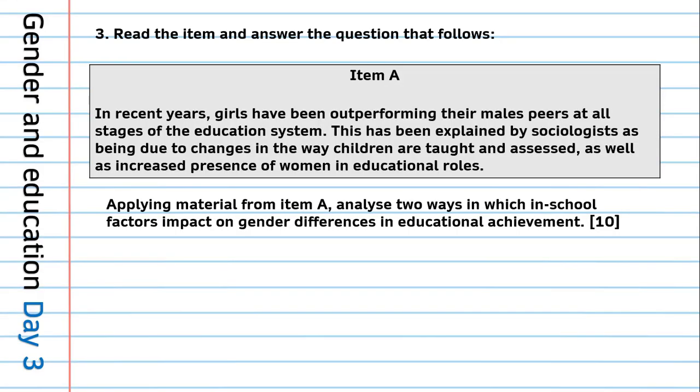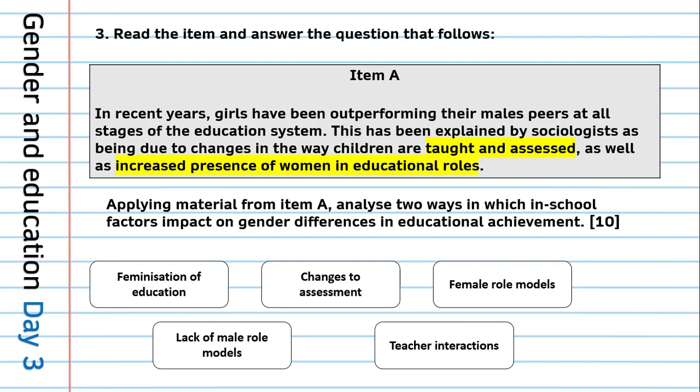Again, we've got to pick out things from the item that we can use. So it says, in recent years, girls have been outperforming their male peers at all stages of the education system. This has been explained by sociologists as being due to the changes in the way women are taught and assessed. We could pick up something there, as well as the increased presence of women in educational roles. So hopefully after we've gone through those other two slides, you can see quite a few things that we could pick out that we can mention in this response.